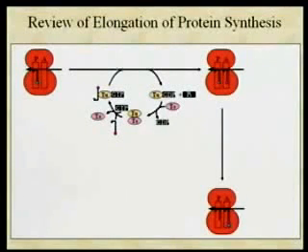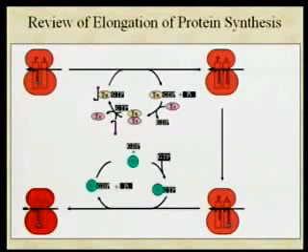The next step is the peptidyl transferase reaction, where the amino acid in the P site is transferred over to the amino acid in the A site, and the peptide bond is formed. That is the peptidyl transferase reaction. And then the third step in elongation is translocation. Again, this requires an elongation factor. In this case, it's elongation factor G, and a complex of elongation factor G and GTP then drives this reaction.